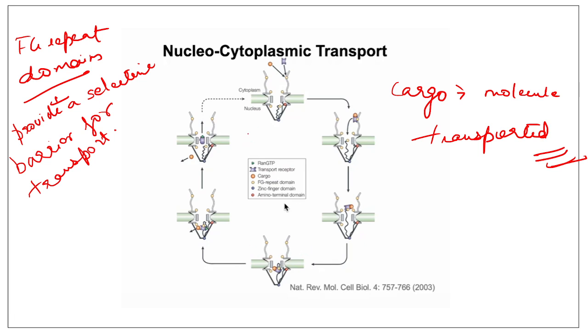So this system ensures the controlled movement of proteins and RNA. Therefore, it maintains the cellular function. The important thing to understand is that the RNA molecule along with the transporter receptor has to bind to the FG repeat domain. Then only it can go inside and it can function.